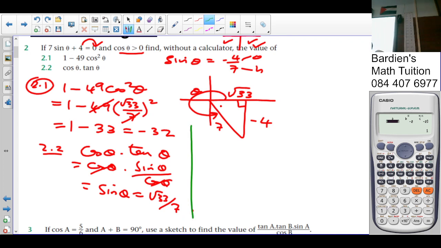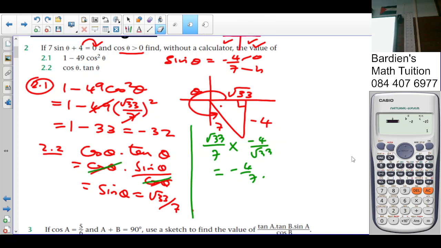Right, cos is adjacent, so it's root 33 over hypotenuse, which is 7, times opposite, sorry, it's opposite, which is negative 4 over root 33. So it's negative 4 over 7. Okay, so the root 33 cancels, which is correct, so sine. So I wrote down the wrong ratio for sine. Yes. The ratio for sine is opposite over hypotenuse, which is negative 4 over 7. Okay, thank you.